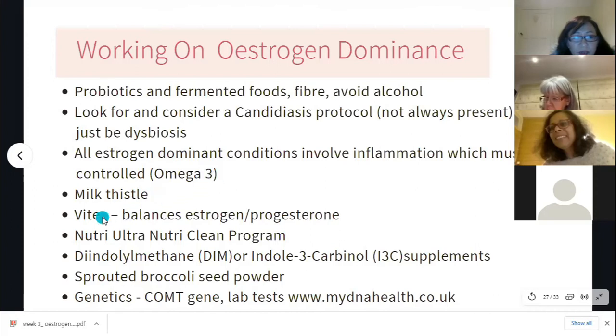Your milk thistle. Vitex is a herb, also called chaste tree, and I have done up a monograph. A monograph is kind of like a profile of the nutrient or the drug or the herb. So I've done a monograph of the Vitex for you, and it tells you everything you need to know about Vitex: how it works, what it's used for, how to use it, etc.